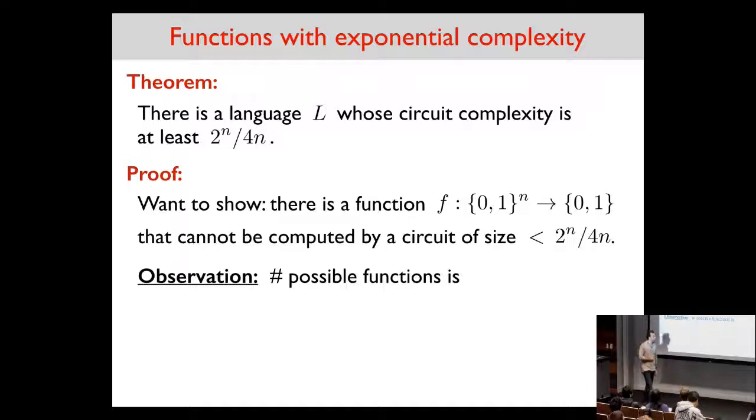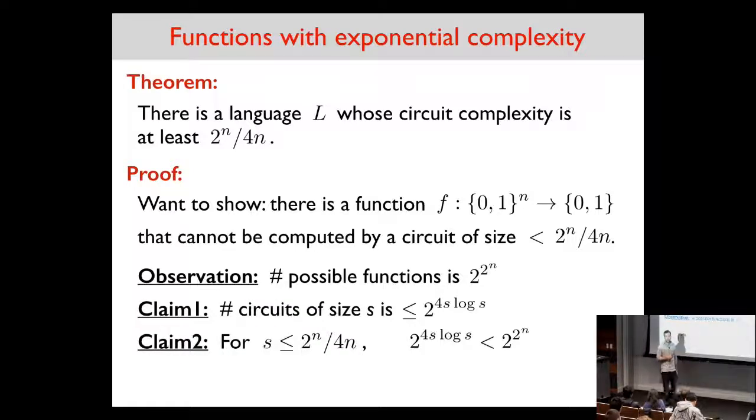So, number of possible functions. Kind of gave away the answer, but what's the number of possible functions that we can have? We're going to do a counting argument here. We're going to count the number of possible functions, and we're going to count the number of possible circuits of a certain size and see that things are not going to match up. So what's the number of possible functions that I can have? It's 2 to the 2 to the n. I think we've discussed this in lecture 2 or something.